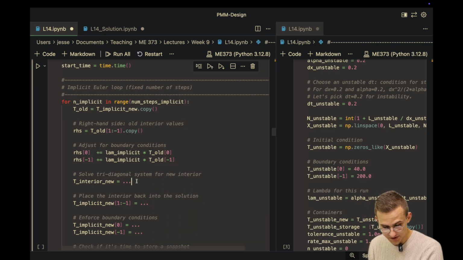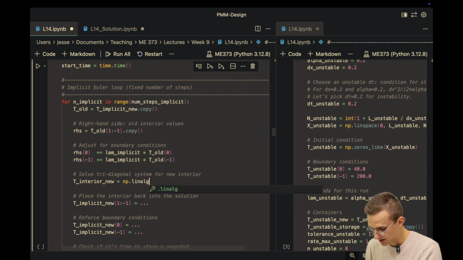Okay, and then we just solve the tridiagonal system. np.linalg.solve A comma right-hand side. Right, it's really that simple. And then our t implicit new is going to be t interior new. Our t implicit new from 1 to -1.